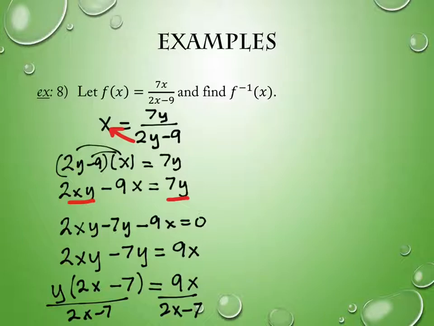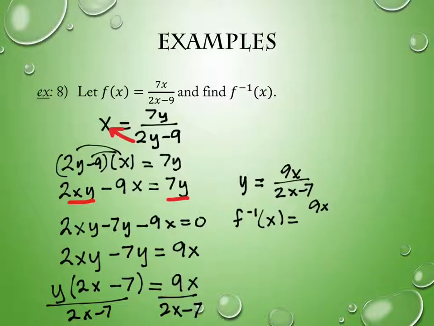So now I end up with y equals 9x over 2x minus 7. Okay, and notationally, I will write that as f inverse of x equals 9x over 2x minus 7.